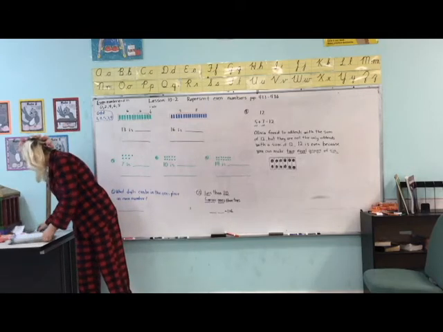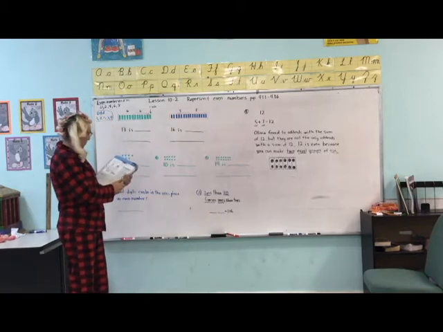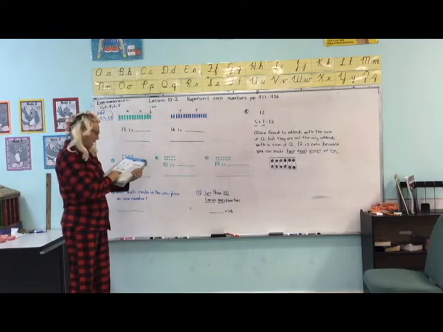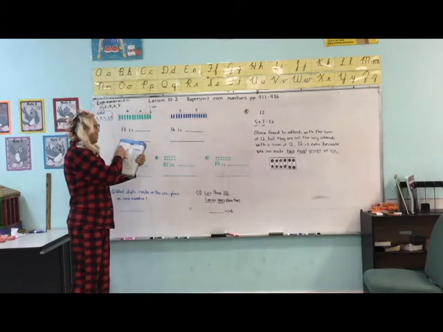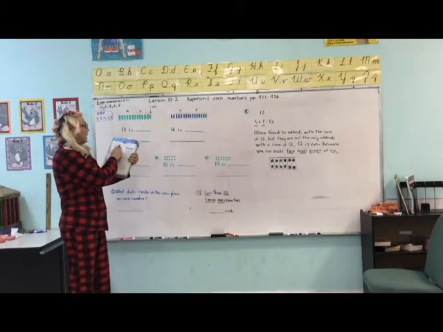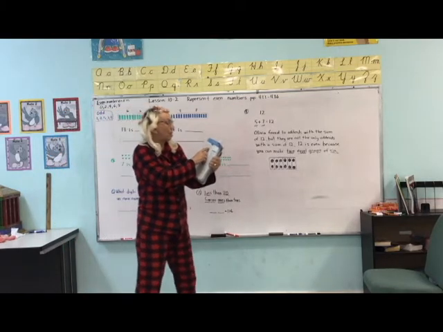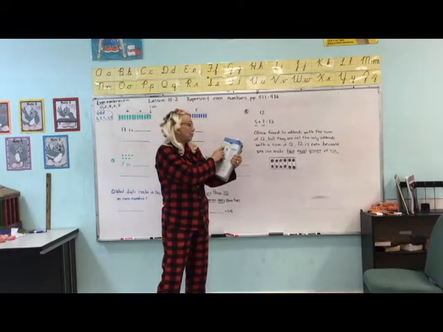Move all my curlers out of the way here. Okay, so here we go. This is on page 433, and it says, represent even numbers. Peter has 6 green pencils and 9 blue pencils. Does he have an even or odd number of each color pencil? Even numbers are the sum of two equal addends.